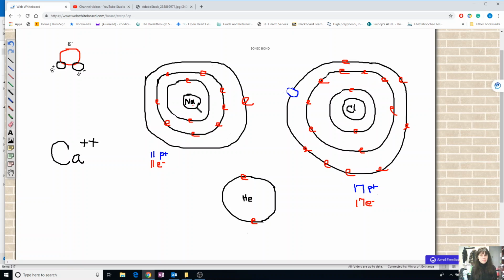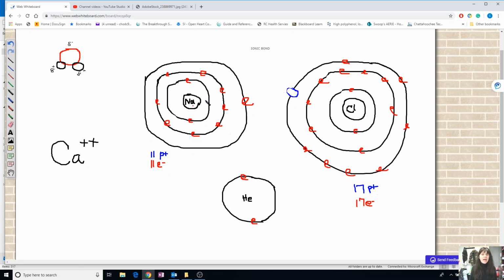I've drawn out sodium and chlorine. Sodium has an atomic number of 11. Therefore, we know we have 11 positive protons. We know the number of electrons is always equal to the number of protons prior to sodium getting close enough that it could potentially interact with another atom. Over here, I've drawn out chlorine. Chlorine has 17 protons. Therefore, there are 17 electrons because the number of electrons is always going to be equal to the number of protons prior to any interaction.